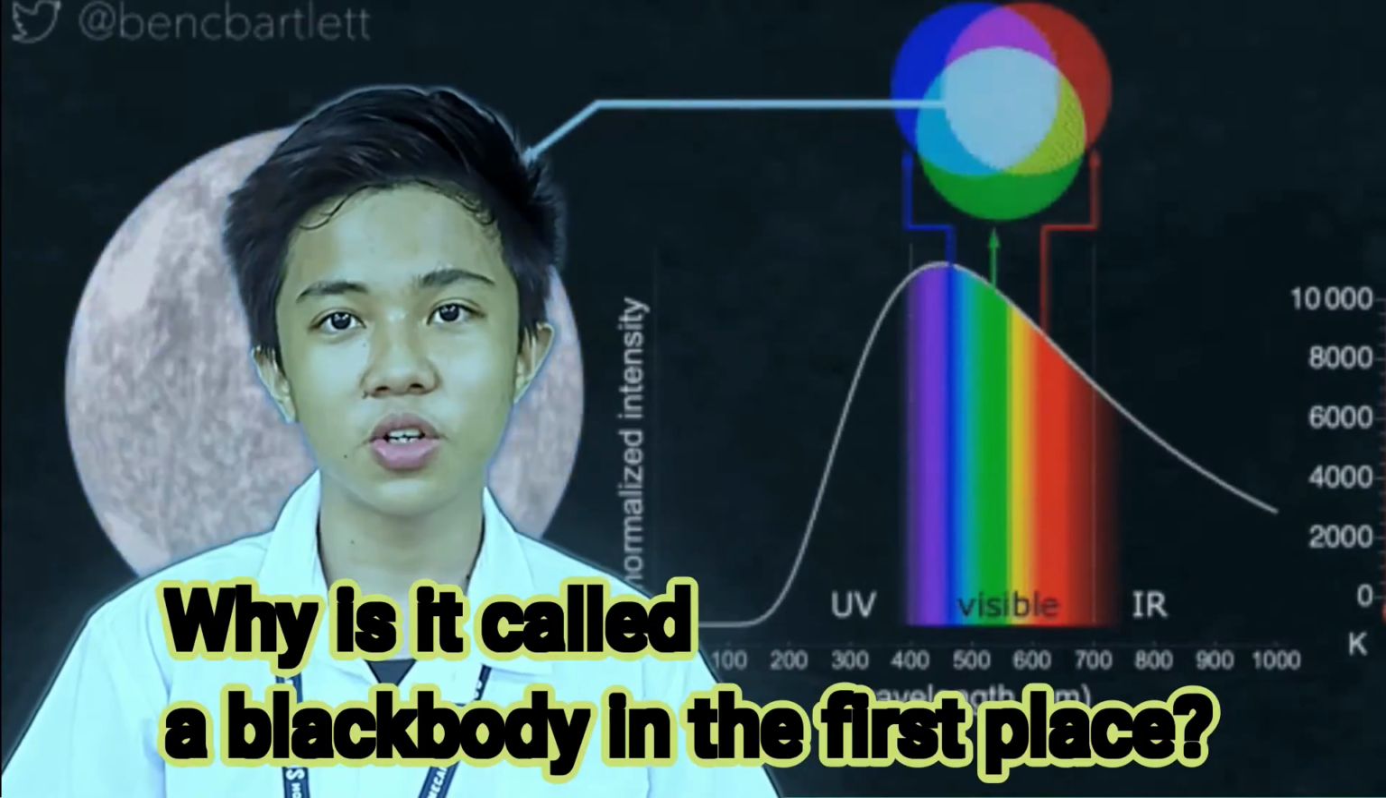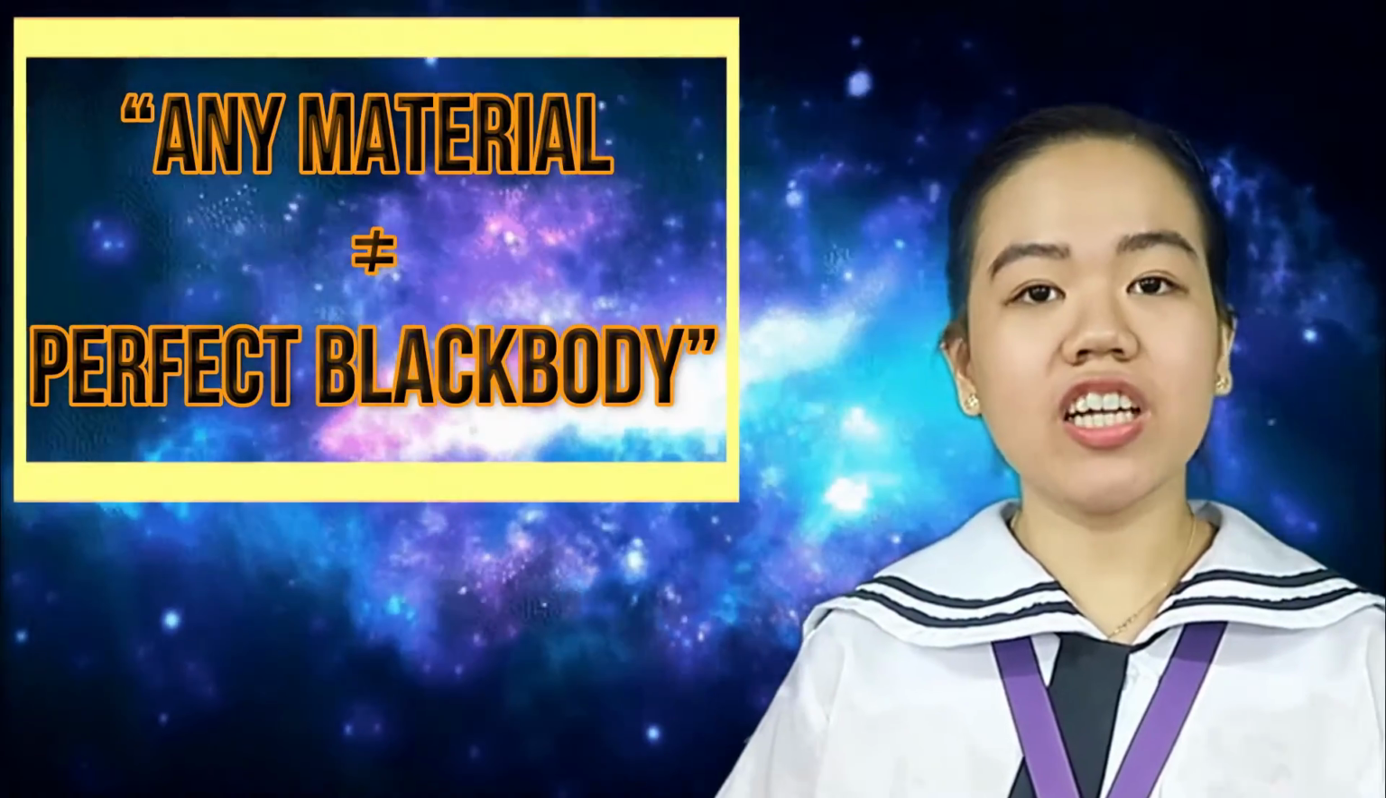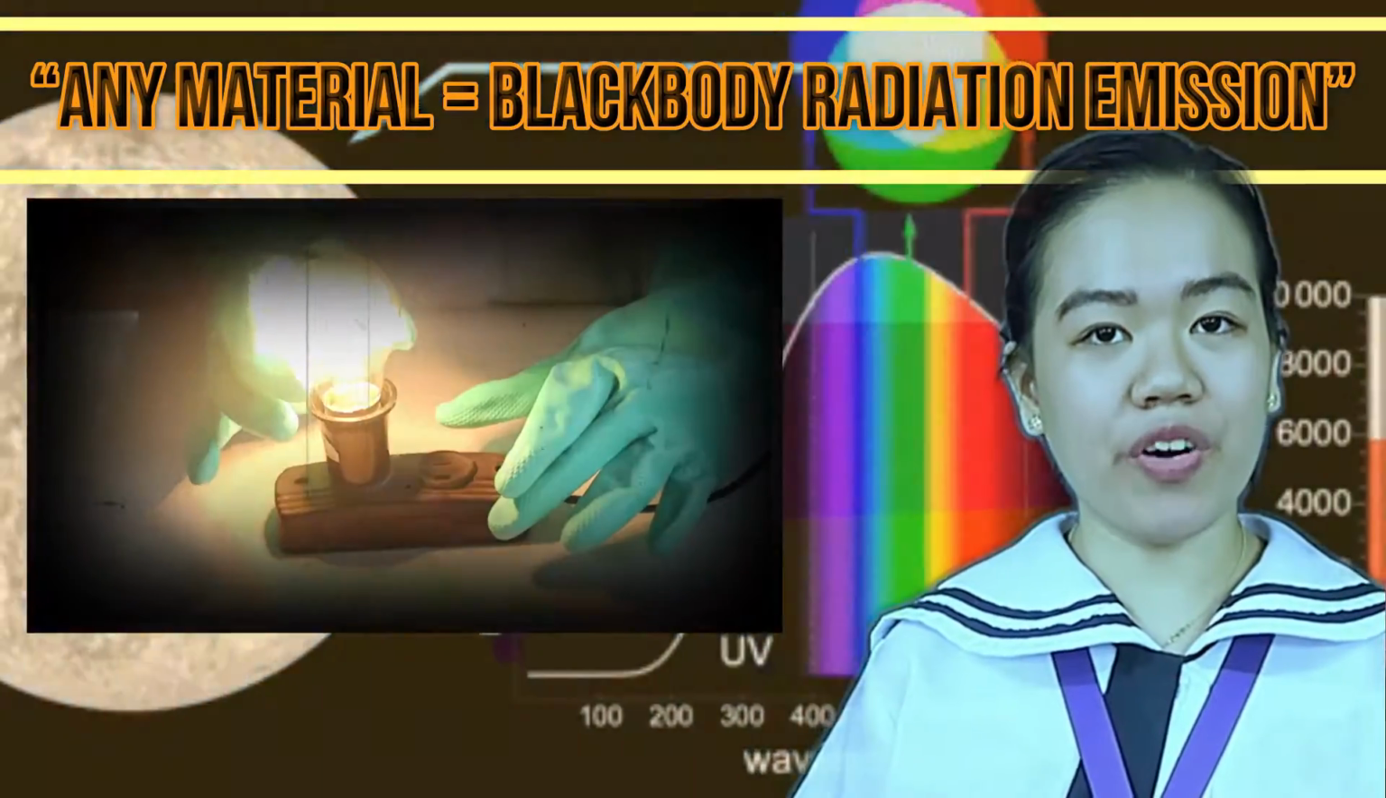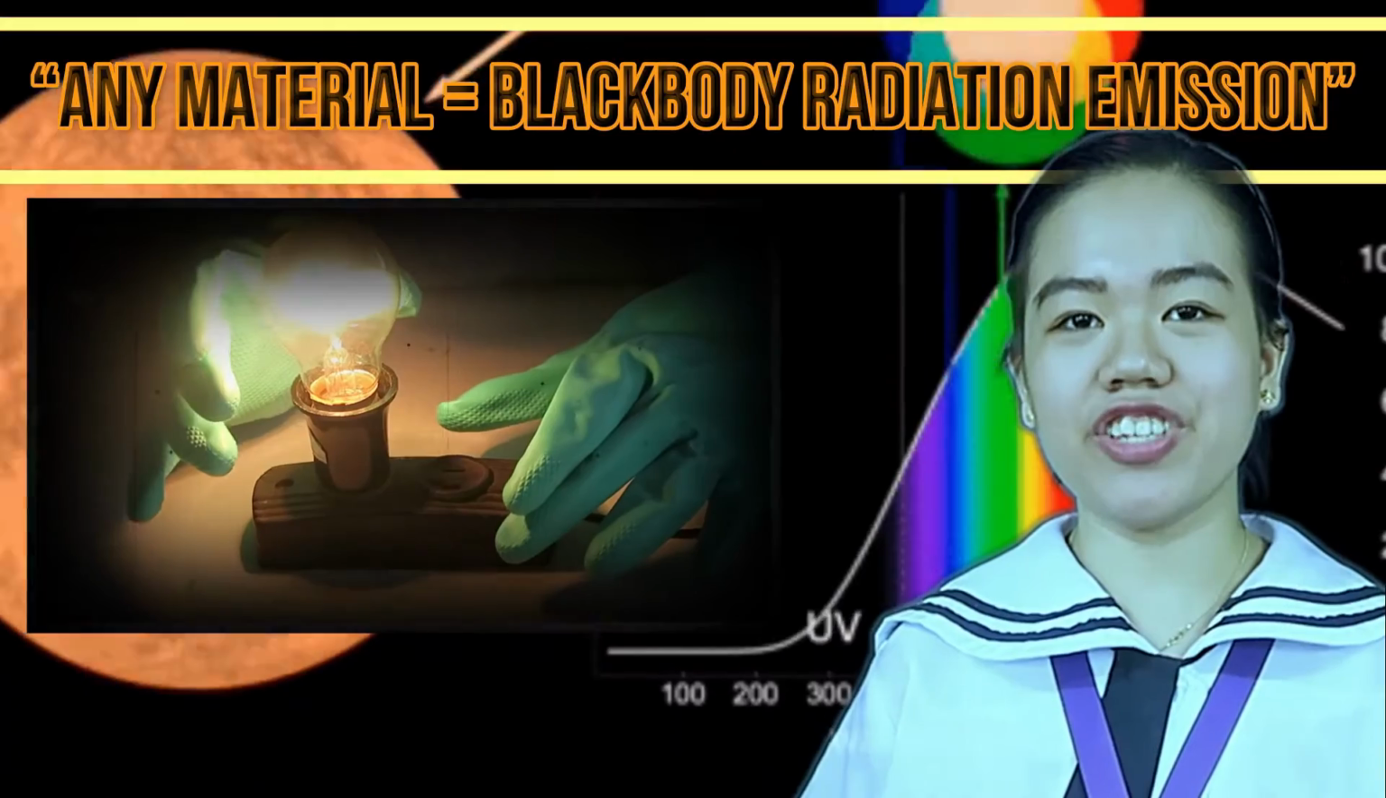Now, why is it called a blackbody in the first place? Since we associate black with light absorption, this was later assigned to a material that could theoretically absorb light at all wavelengths and emit radiation. However, do note that no material can truly be a black body. At the same time, a material doesn't have to be a perfect black body to emit blackbody radiation.